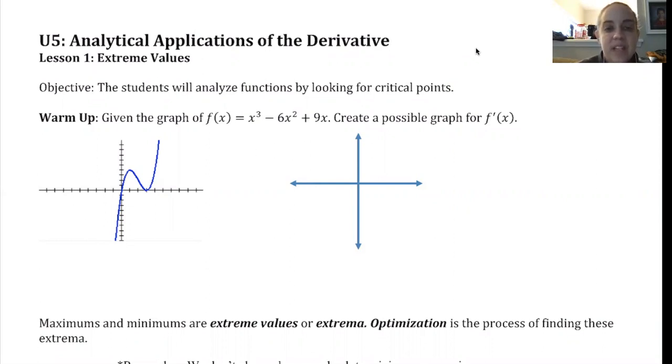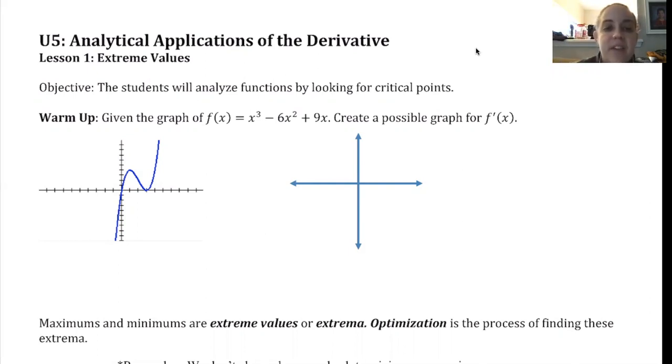So today we will analyze functions by looking for critical points. This unit is one where every lesson builds on the previous lesson. You have to do lesson 1 first, then lesson 2, then lesson 3, then lesson 4. Everything that we learn, we just add another step onto it. So this is just the very beginning. And as we go through this unit, we'll continue to do some more things.